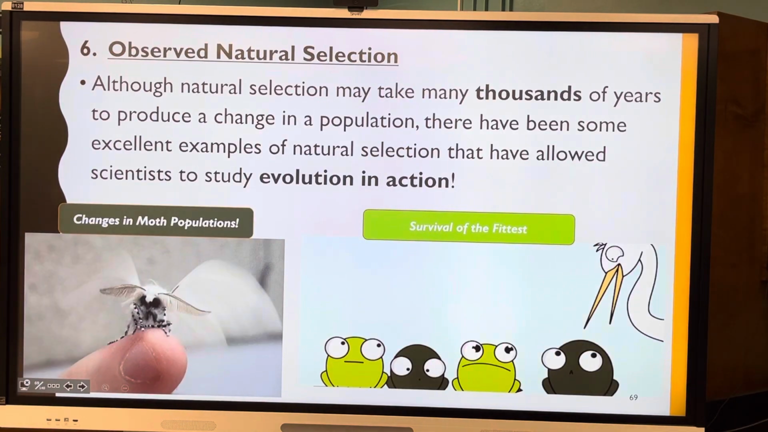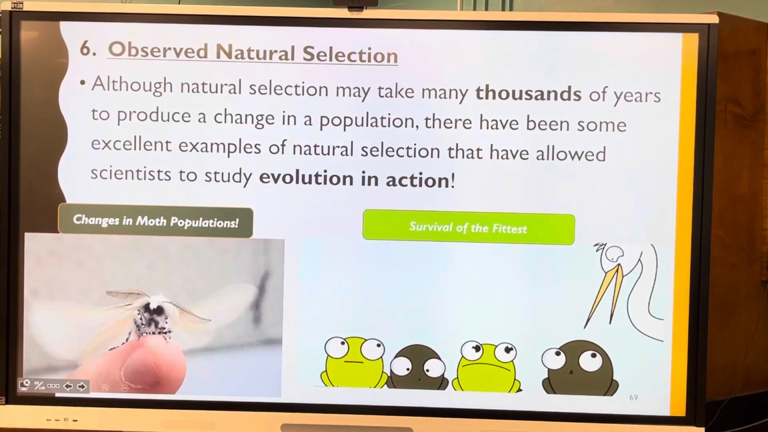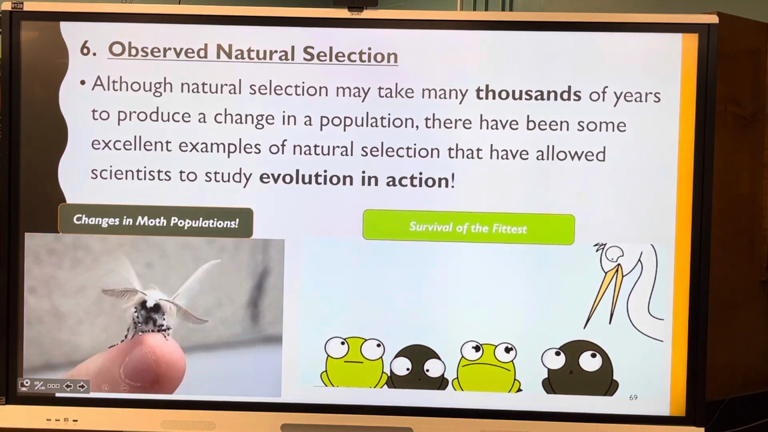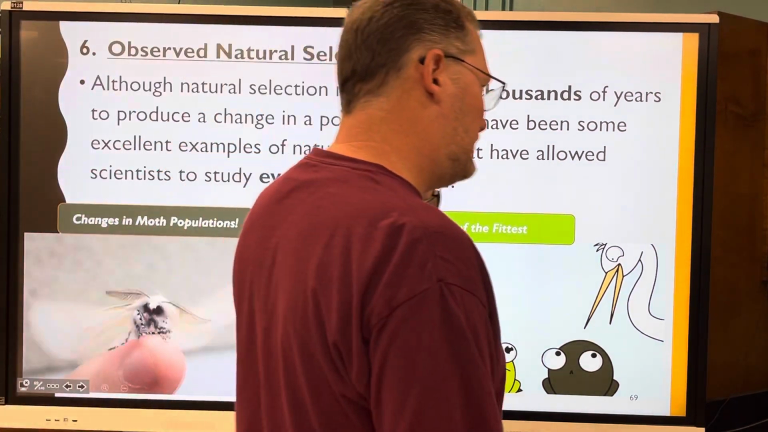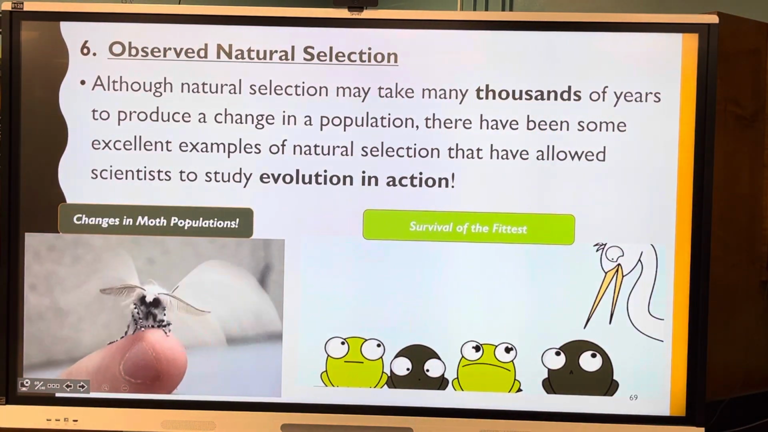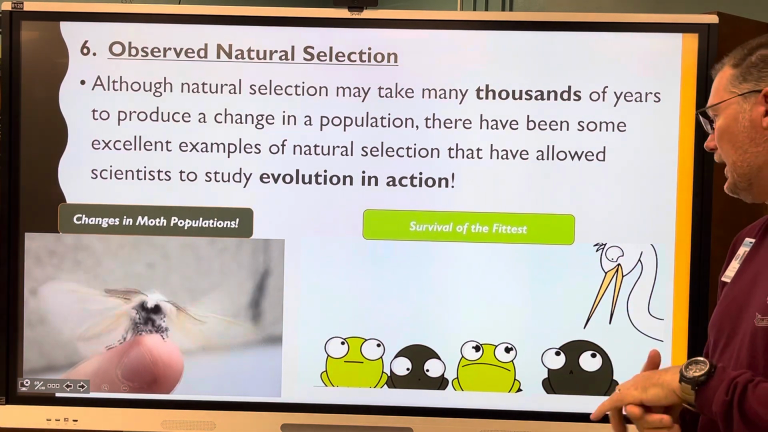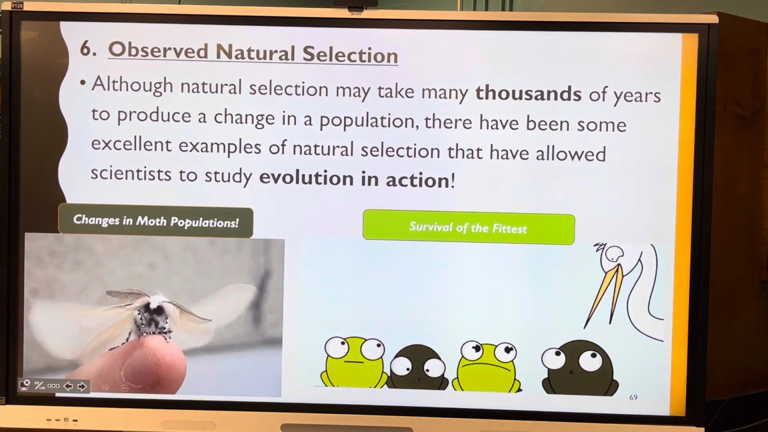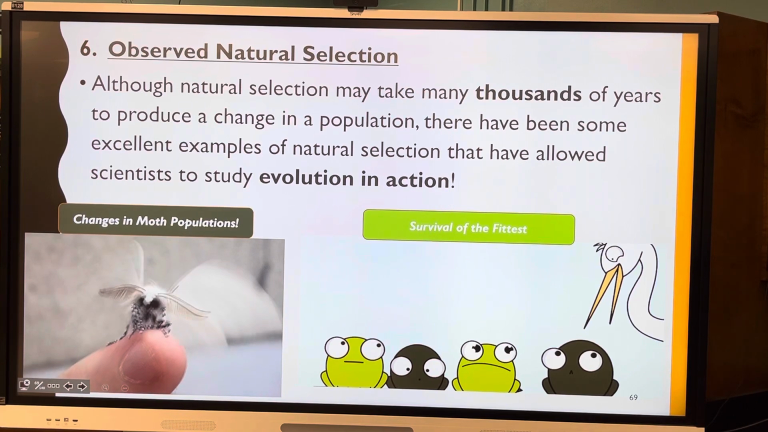All right, so now we're at the top of page 10, slide 69, and we're almost done with this set of notes because we have to stop to do an activity based upon this set. All right, so although natural selection may take many thousands of years to produce a change in a population, speciation, right? There have been some excellent examples of natural selection that have allowed scientists to study evolution in action.